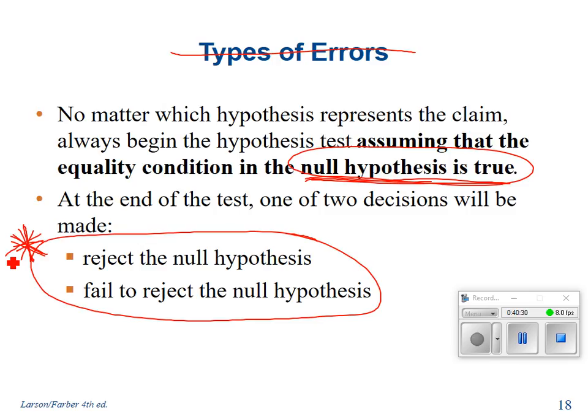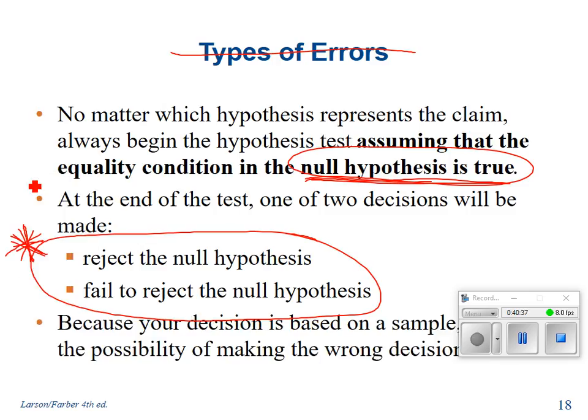So we either reject the null or we fail to reject. And when you do that, that's when the errors come in. Because your decision is based on the sample, there is a possibility of making the wrong decision. So if I sample all you guys and let's say we figure out that your favorite fruit is oranges, can I just say that that's the favorite fruit of the school? No, there's a chance that that might not work out because we're dealing with a sample.